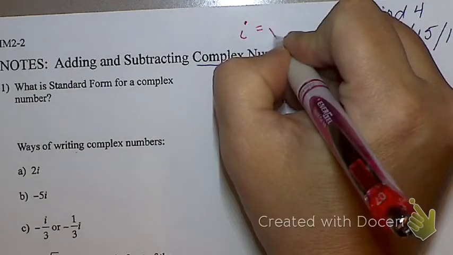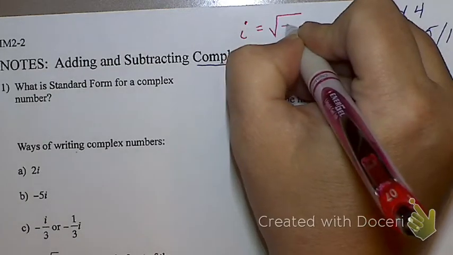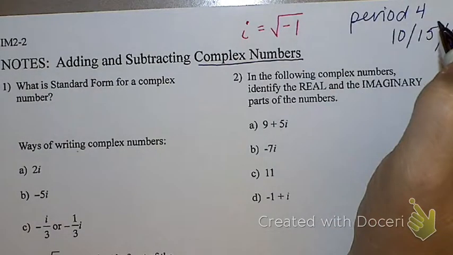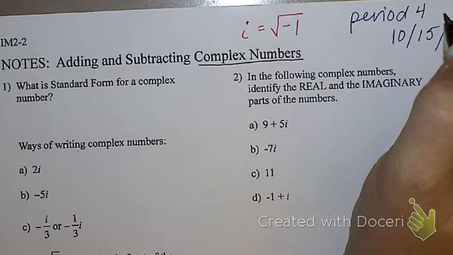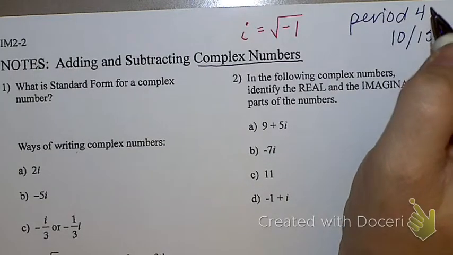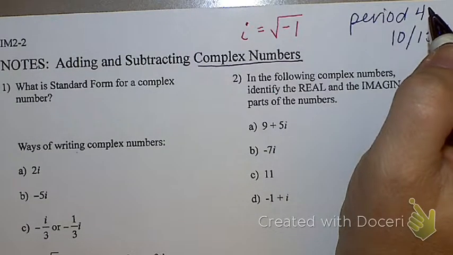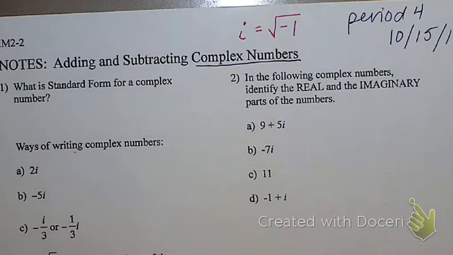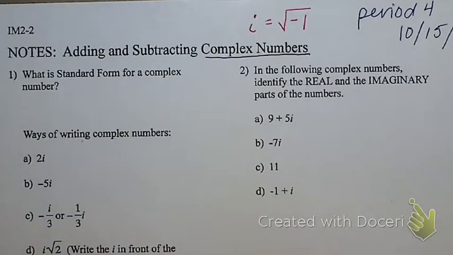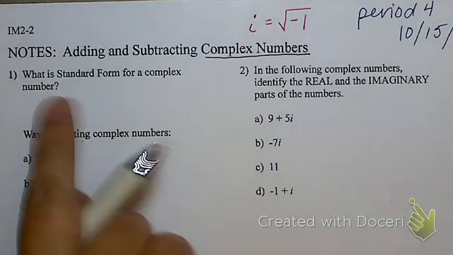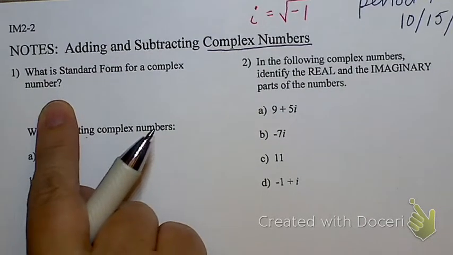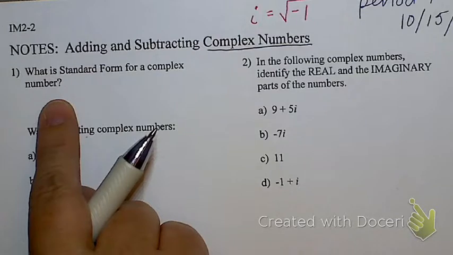It is equal to the square root of -1, right? So if we had the square root of -3, we would call that i radical 3. Yes? Now, we are not going to be working with the square root so much as specifically just dealing with these i numbers. So the first question I have is, what is standard form for a complex number?